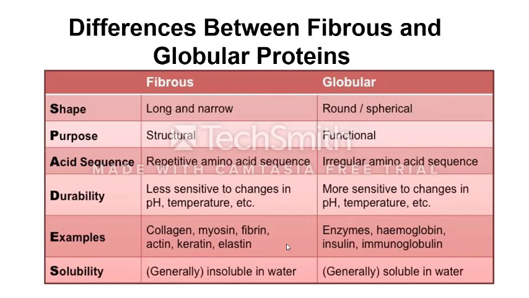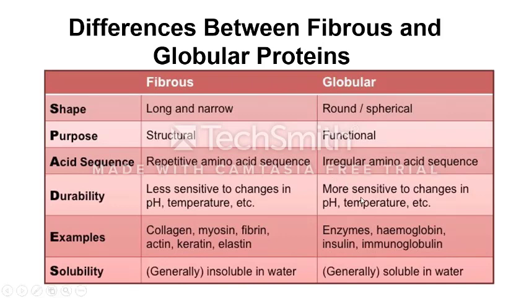The difference between globular and fibrous proteins we already discussed in our last lecture. Their shape is different. Fibrous are long, while globular are round and spherical. The purpose of fibrous is structural, while globular is functional. Fibrous proteins have a repetitive amino acid sequence, while in globular form you have an irregular amino acid sequence. Fibrous proteins are less sensitive to changes in pH and temperature, etc.